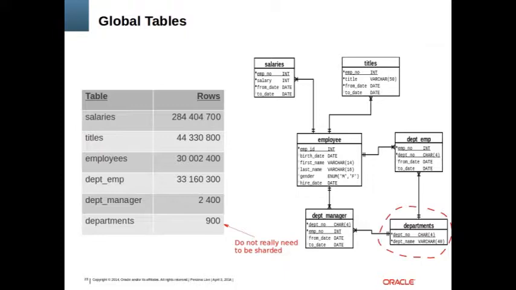For example, the department table is small. It need not be sharded. And you know that you are going to keep firing joins on the department table in every shard. An employee can be in any department, right? You are sharding according to the employee number. From employee number 1 to employee number 100, you can have employees in any department.